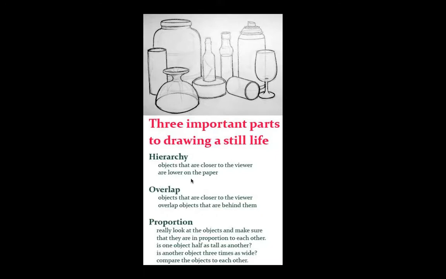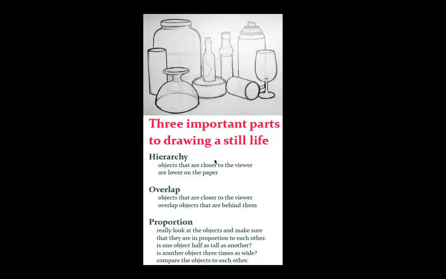Remember these important steps to drawing a still life, meaning that closer objects are lower on the paper. Just like with the geometric forms, things that are closer are lower on the paper. Things that are farther away are up higher. Remember that things can overlap, and then obviously you wouldn't see the part of the object that is behind the object in front of it, so you'd want to erase that line.